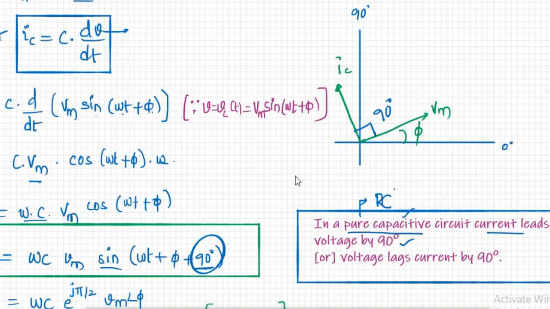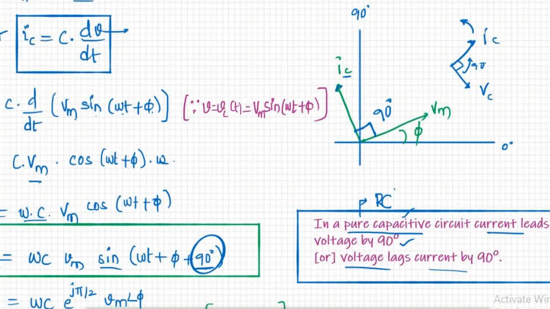After 90 degrees from the current, the voltage will come. That is, first the current is moving to the left, in the anticlockwise direction, then after 90 degrees our voltage across the capacitor follows it. So the phase difference between voltage and current is 90 degrees, with current leading in a capacitive circuit. Okay, so this is important. It can also be said that voltage lags current by 90 degrees.